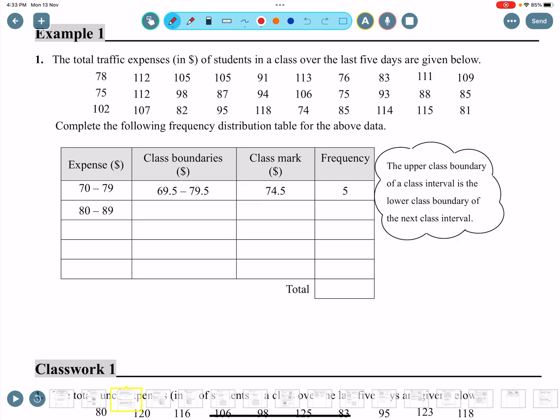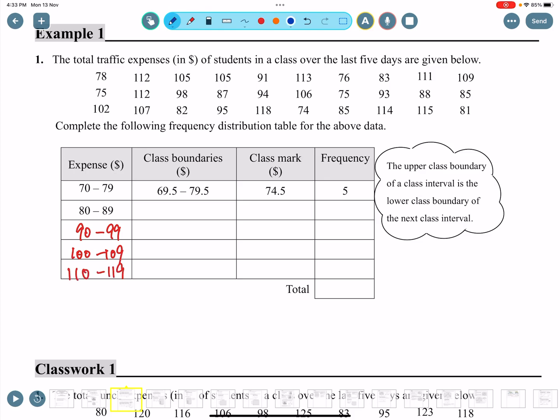So for question 1, for example, I'm not going to go through the frequency because that's basically just counting how many data is for each range. So for the first one, it's like normal range, 70 to 79, 80 to 89, and so on, right? We just follow the pattern, 90 to 99. Next will be 100 to 109, then 110 to 119, right?